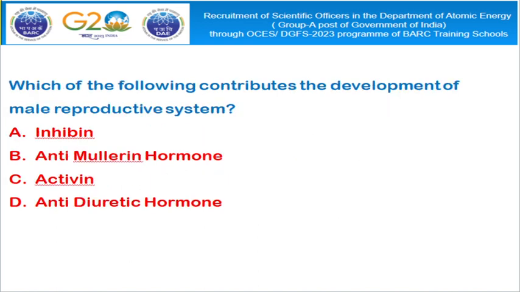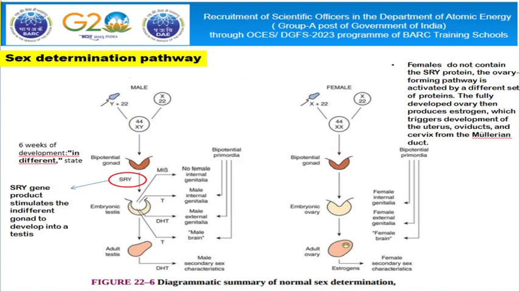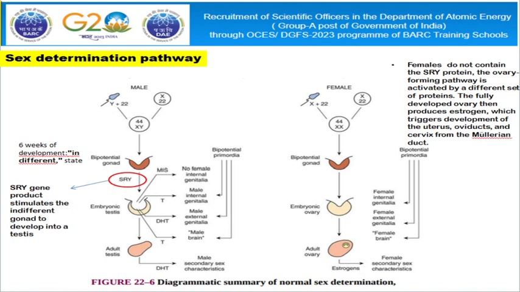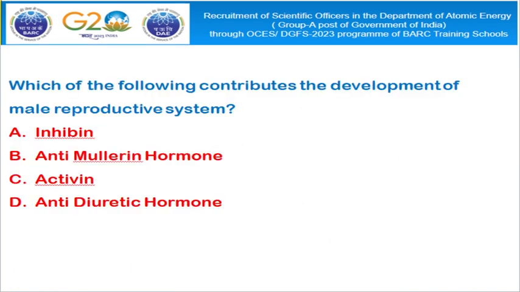Okay, so next, which one of the following contributes to the development of the male reproductive system? Ultimately, it is anti-Mullerian hormone. AMH is responsible for the development of the male reproductive system. Okay, so here you can see till the 6th week of development the embryo will be in an indifferent state. Okay, so this particular anti-Mullerian hormone is also called Mullerian inhibiting substance. This hormone is responsible for regression of the Mullerian duct, so that in males there is no formation of female genitalia, whereas in females Mullerian ducts will be present. Okay, so which of the following contributes to the development of the male reproductive system? It is anti-Mullerian hormone.